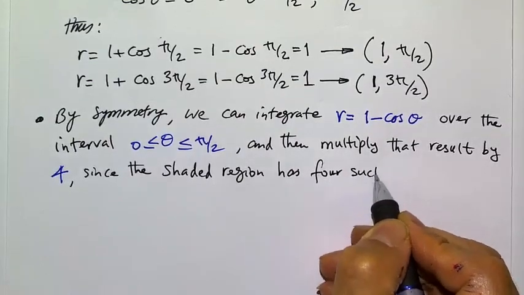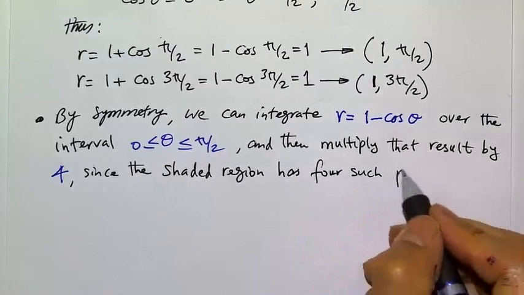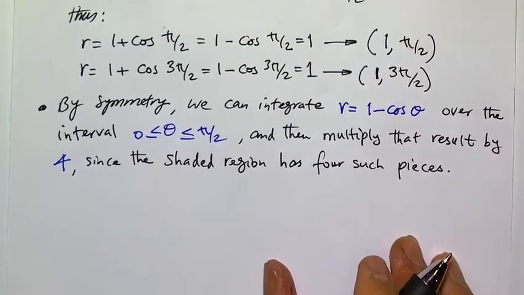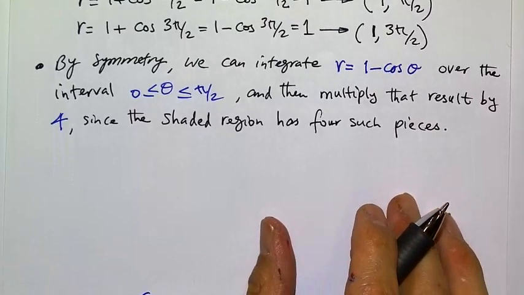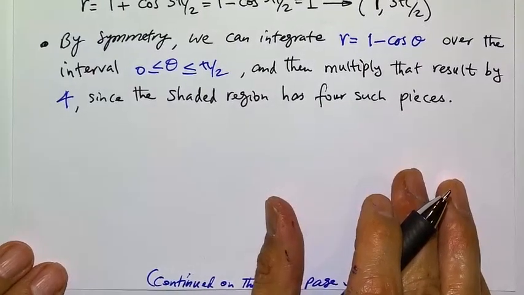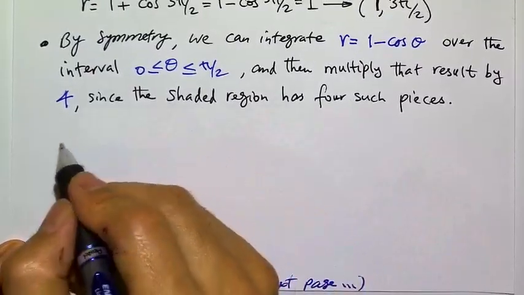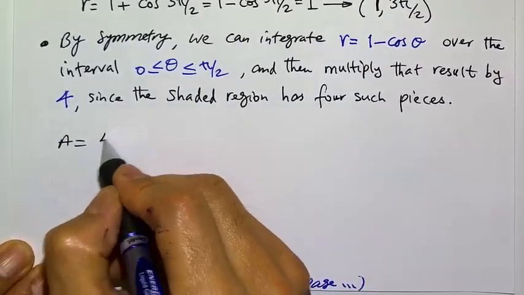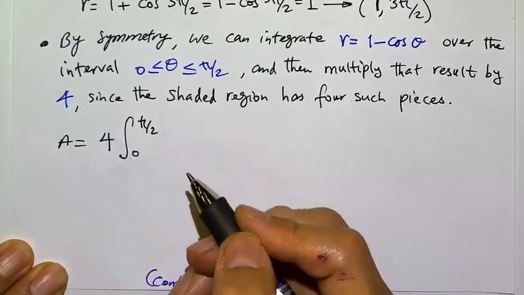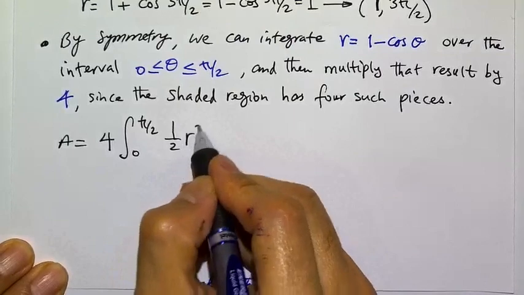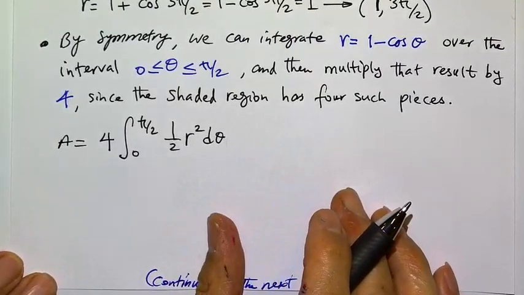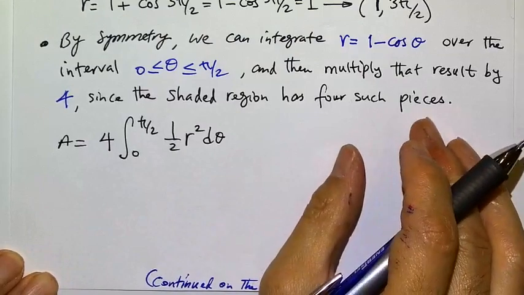Has 4 such pieces. Okay, so let's do that. Okay, so we have A equals 4 times the integral from 0 to pi over 2 of 1/2 r squared d theta. Only we can do this because of the symmetry involved.